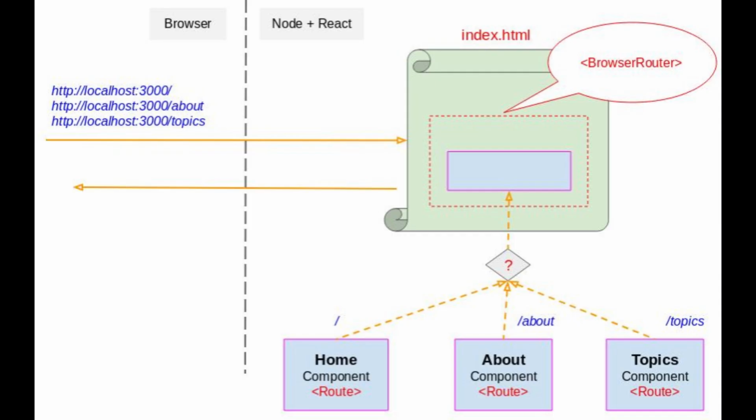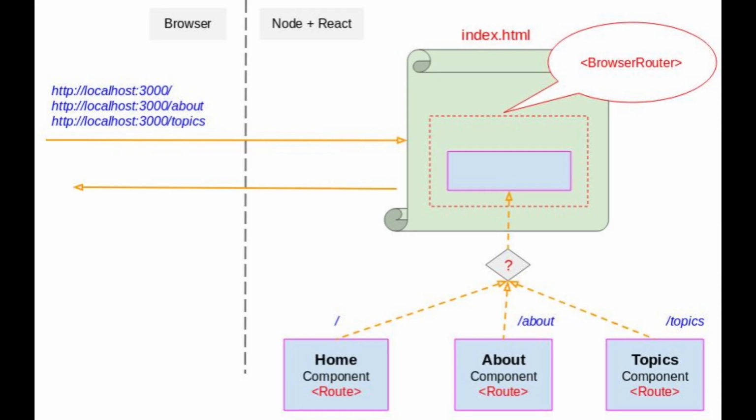One more thing is, if you see the browser router bubbles here, the browser router listens to your URL changes in the browser and decides which component should be shown. I mean, it connects the browser URLs with React components. And if you see the diamond image, here React checks the URL path to select the correct component. So in that way, it works.